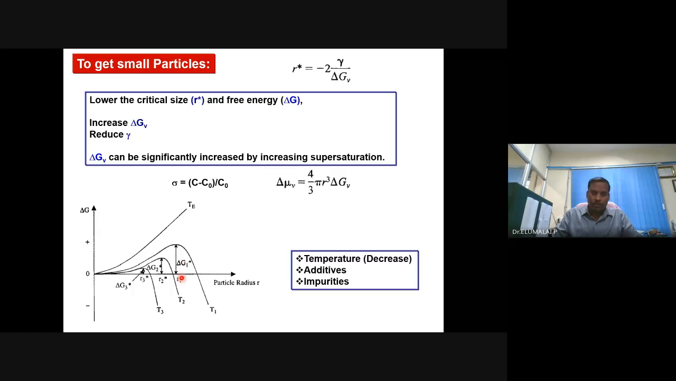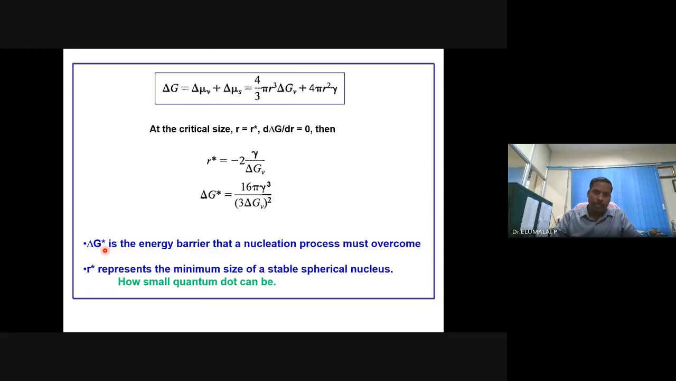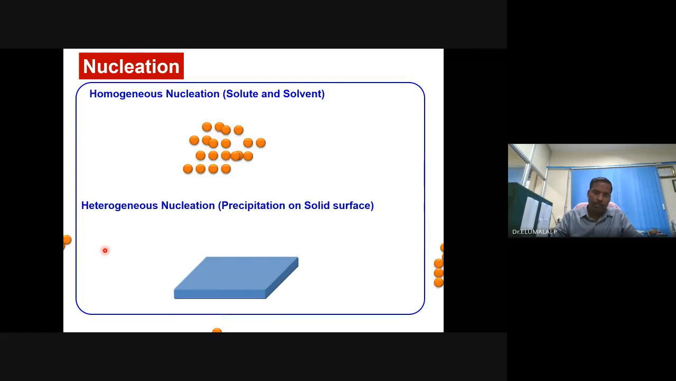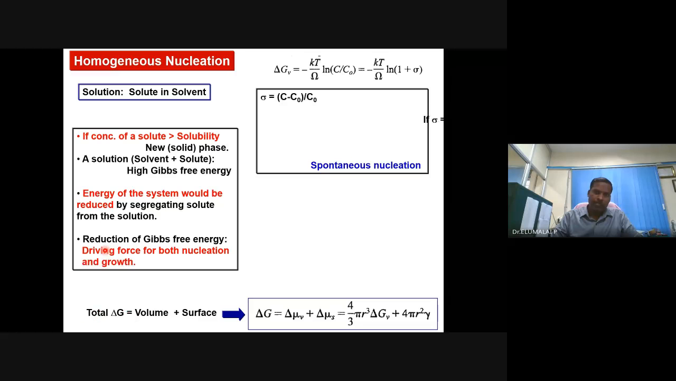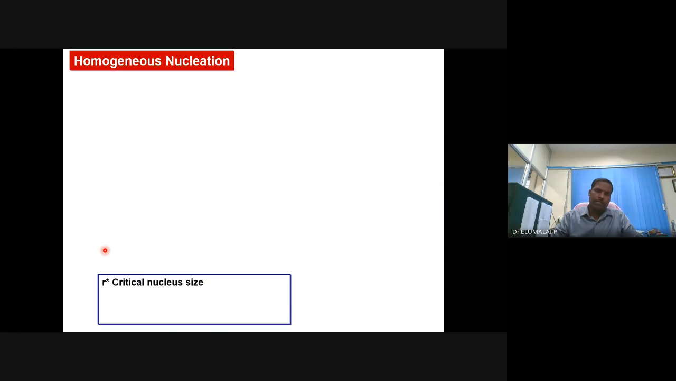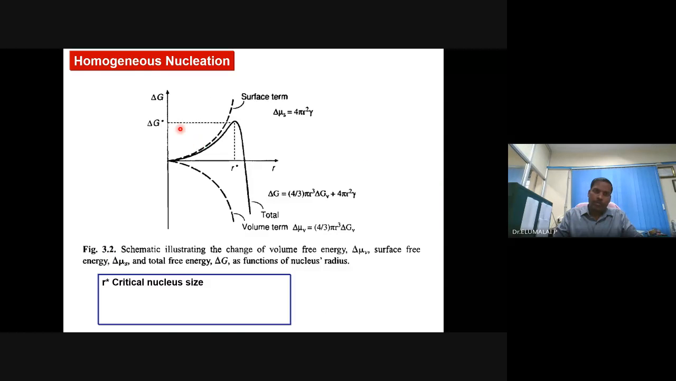It's like this here. One practical parameter is temperature. This is one temperature, this is another temperature, this is another temperature. And this is delta G. This is similar to what we have seen here. This is the same curve: delta G versus particle size or radius.